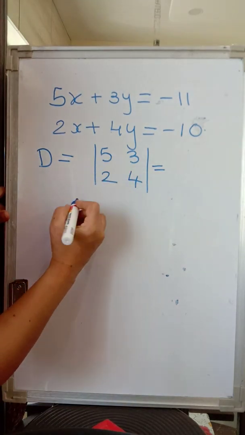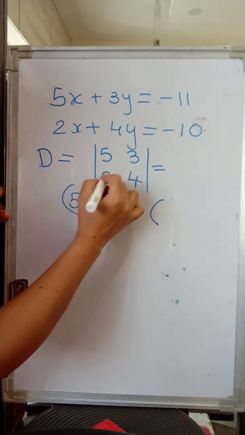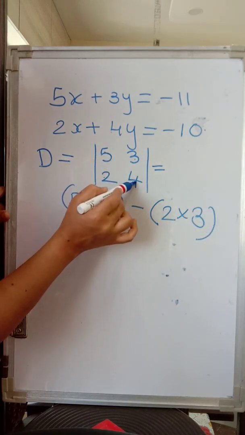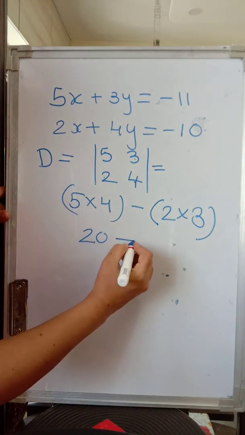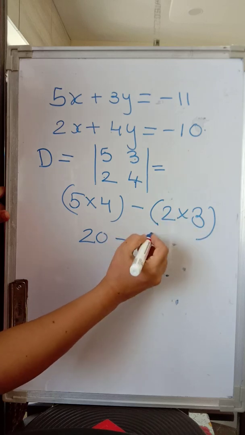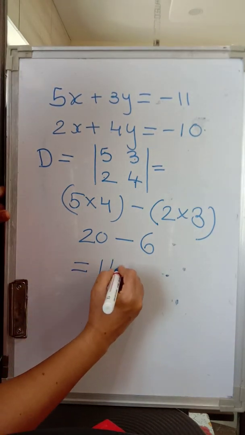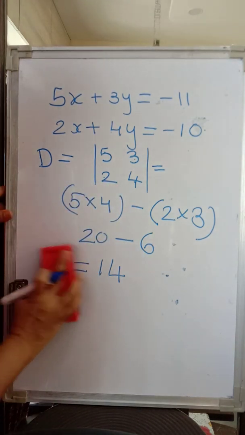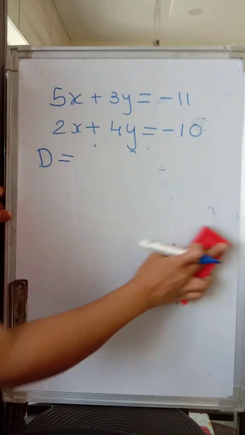We can solve it over here. We have 5 into 4 minus 2 into 3. This into this minus this into this. Crisscross. 5 fours are 20 minus 3 twos are 6. So we have 20 minus 6, that is equal to 14. So we got the value of d. I am writing the value of d over here as 14.